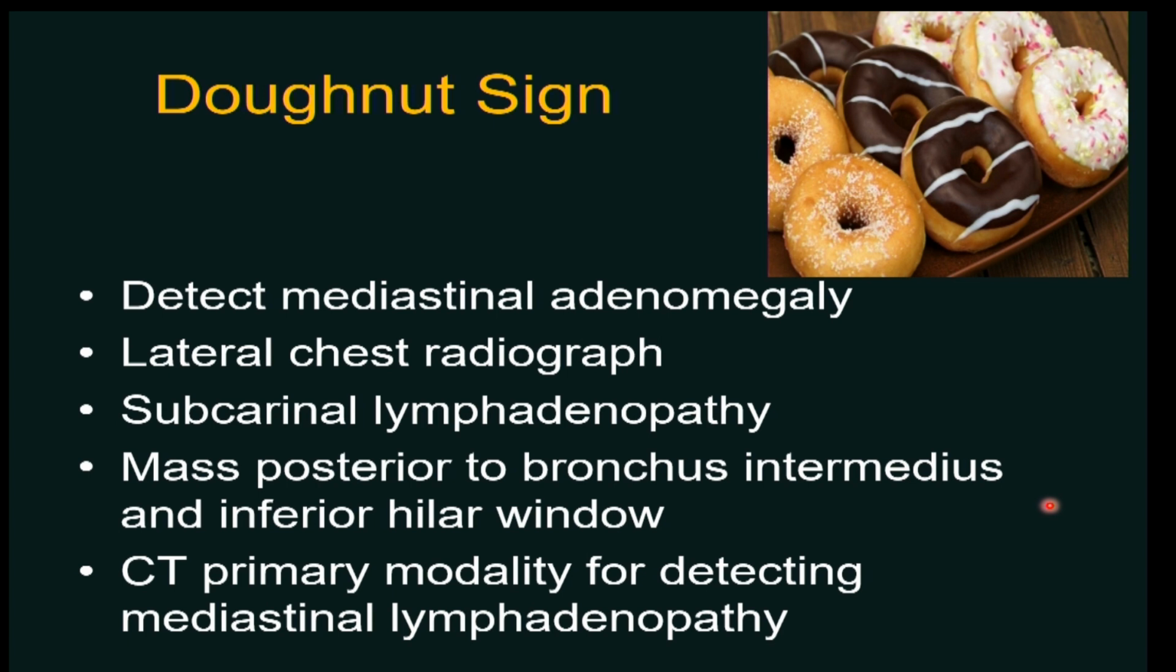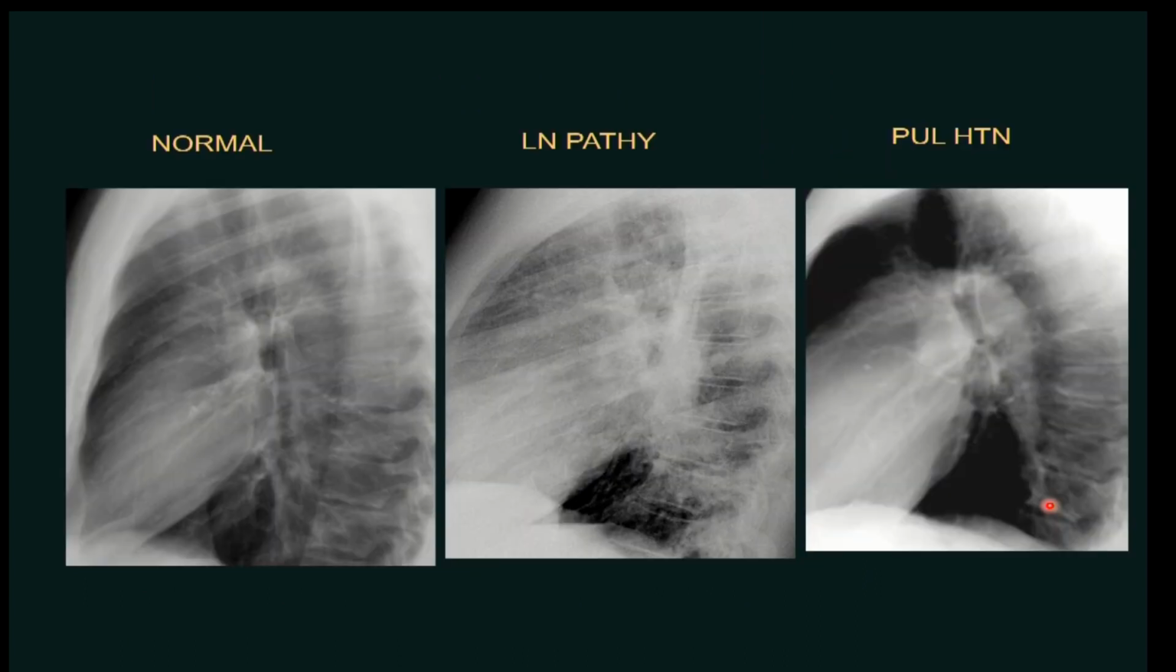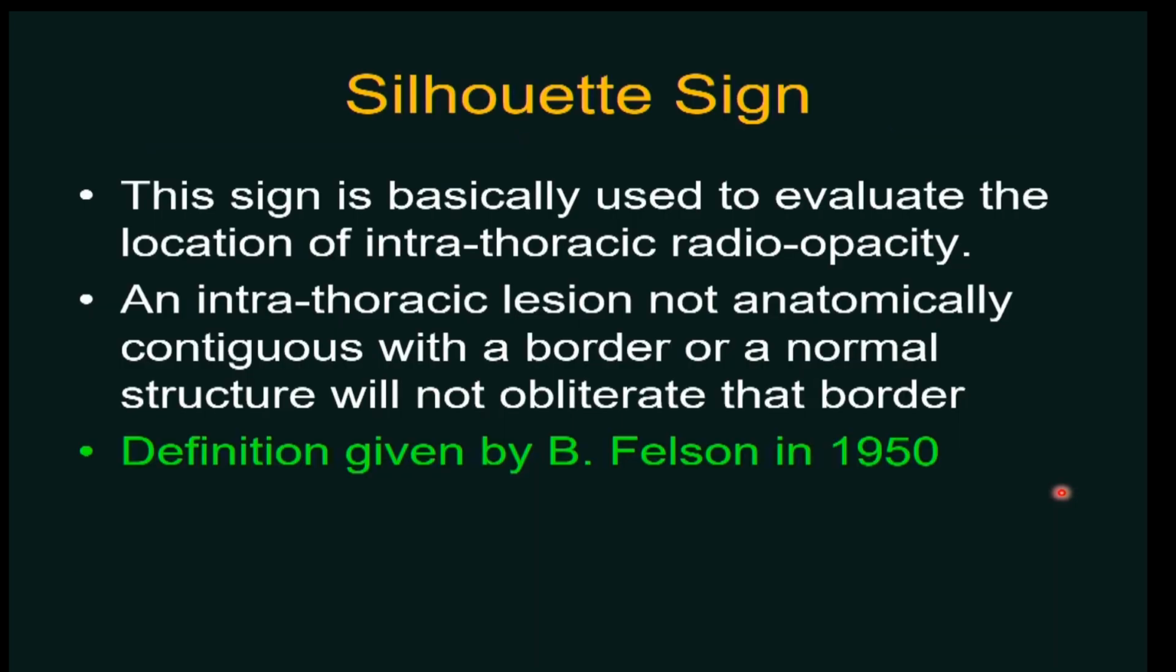Donut sign, it is also seen in cases of mediastinal lymphadenopathy when there is a lot of adenomegaly, very easily seen on CT. But since we have a chest radiograph here, these are 3 different cases. This one is normal, as you can see the vessels and the lucency of the bronchi here. This is a case of adenopathy wherein there is a homogeneous opacity which is surrounding the patent bronchi, giving a donut sign. And this is a case of pulmonary hypertension wherein the vessel is surrounding the patent bronchi.